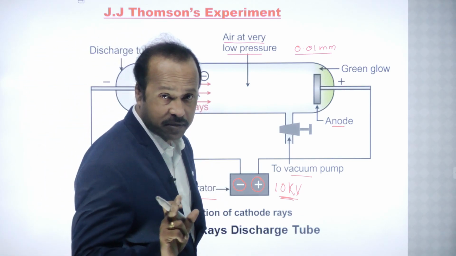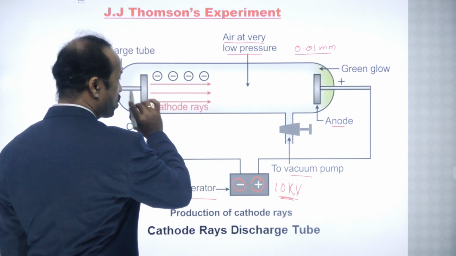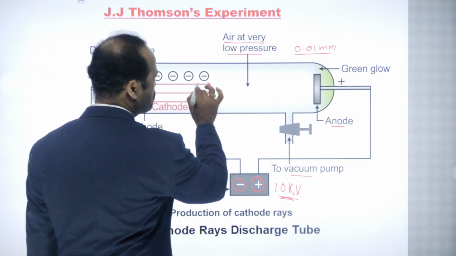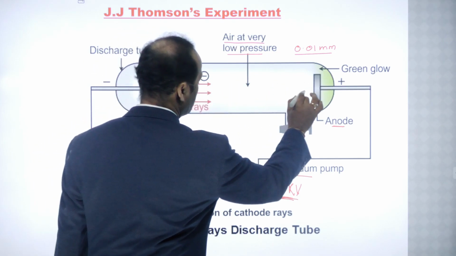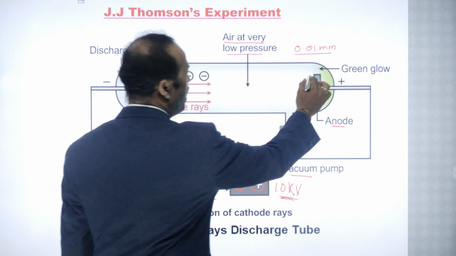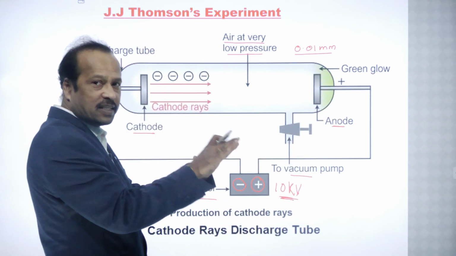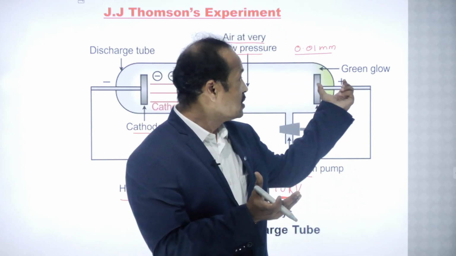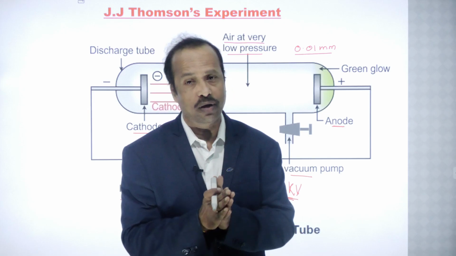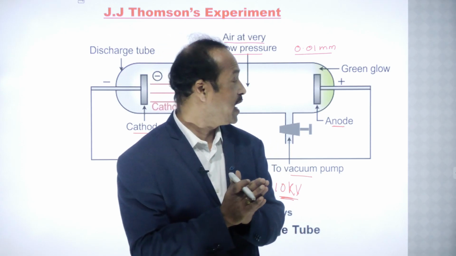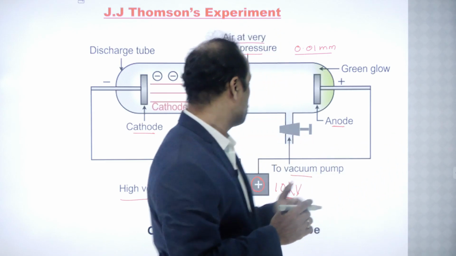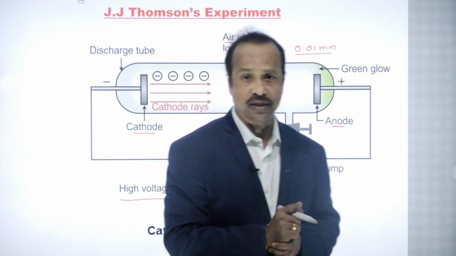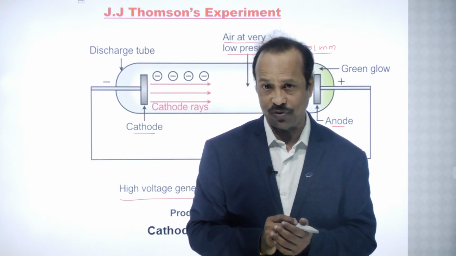invisible particles, which are called cathode rays, are emitted from the cathode and they travel straight to the anode. When they strike the fluorescent screen, they cause the green glow at the anode. Clear? So in this way, J.J. Thomson discovered the cathode rays. Is this clear? This is the discovery of cathode rays.